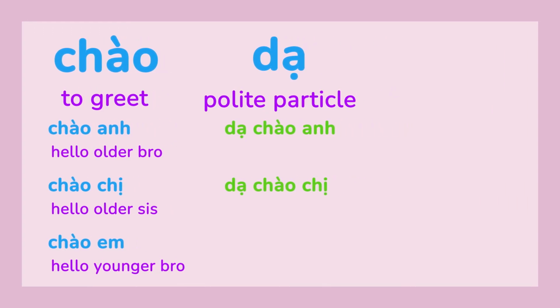If you want to show extra politeness, you can also put the pronoun of yourself, which is em if you're talking with an older person, before the verb chào and say like dạ em chào anh or dạ em chào chị. This is very polite, so you could say it to show your courtesy towards someone like your customers, business partners, or job interview examiners if they're older than you.